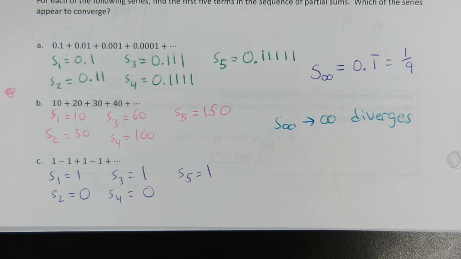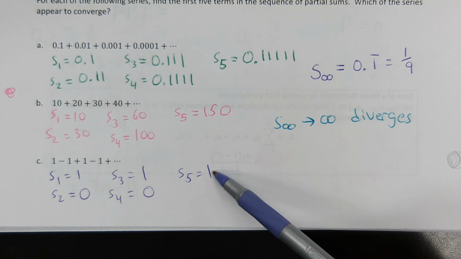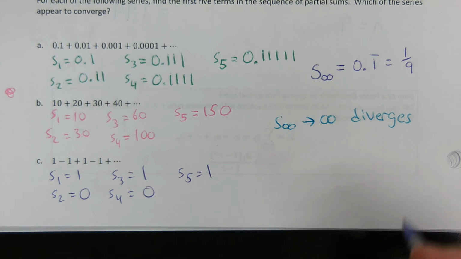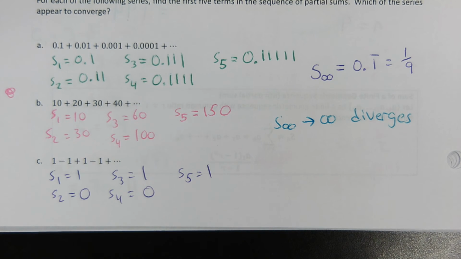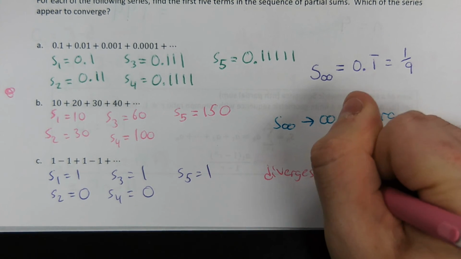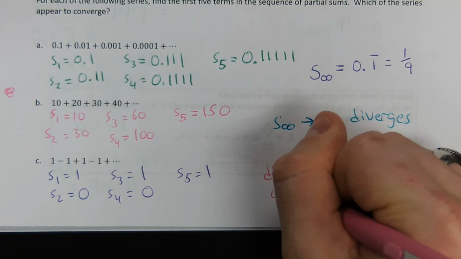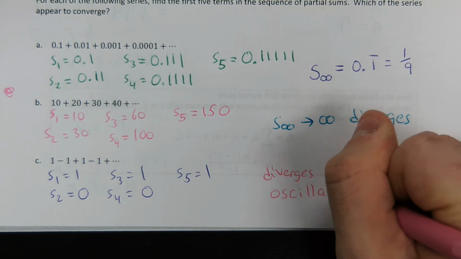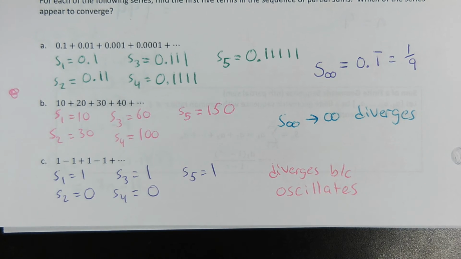Now here's the problem. Because we don't know whether or not infinity is an even number or an odd number, because guess what? It's not even a number. But because we don't know if it's an even value or odd value, we don't know if this sums to 1 or sums to 0. So because of that, we simply say it diverges because it oscillates. Diverges because it oscillates between positive 1 and 0.